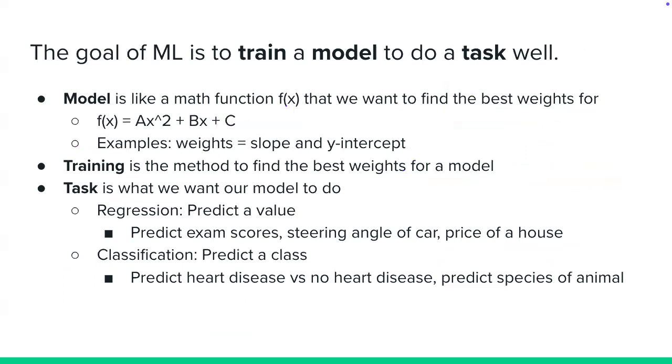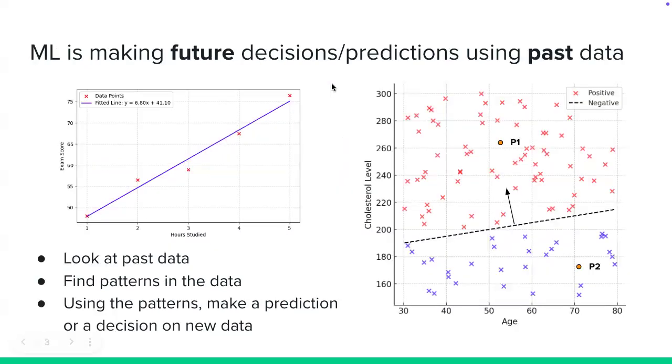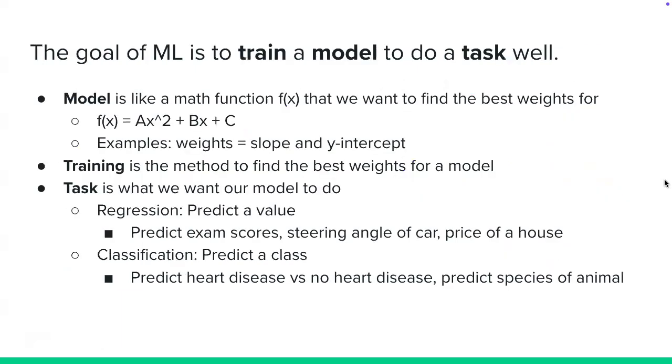What is a model? Well, we saw models on the previous slide. This line is a model, and this classifier is also a model. A model is like a math function that we want to find the best weights for. And the weights are the slope and the y-intercept in the previous examples. Training is how we find the best weights for our model. And the task is what exactly we want our model to do. So there are two things.